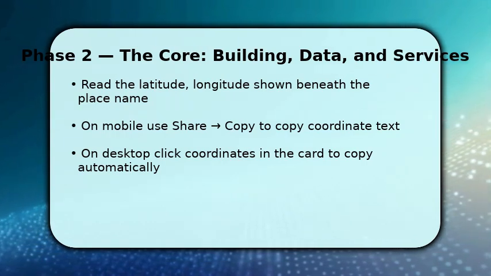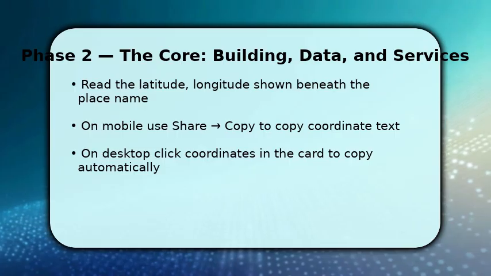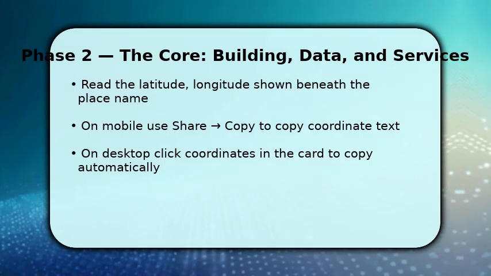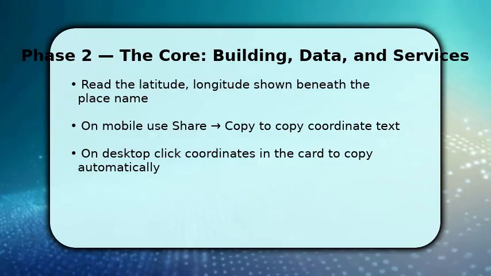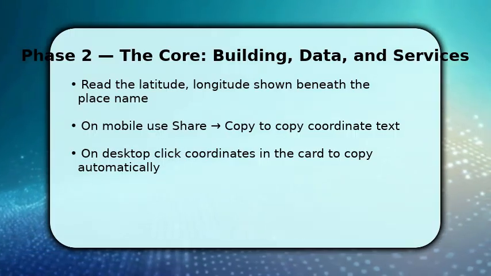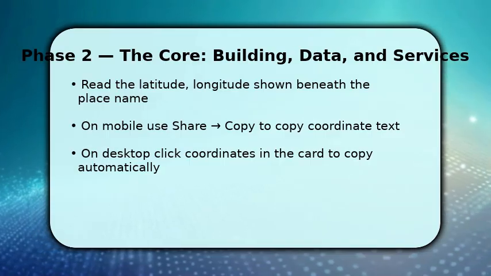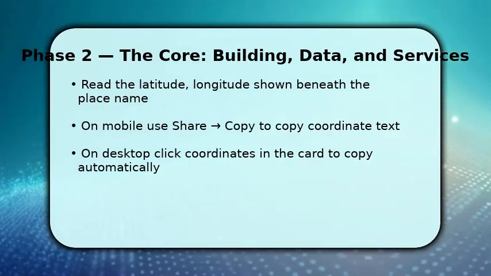The latitude and longitude pair like 37.4219999, minus 122.0840575. On mobile, tap Share then copy to place the exact string in your clipboard. On desktop, click the coordinate text and it copies automatically.